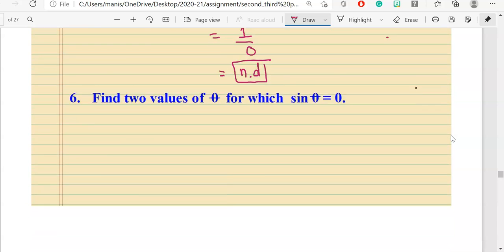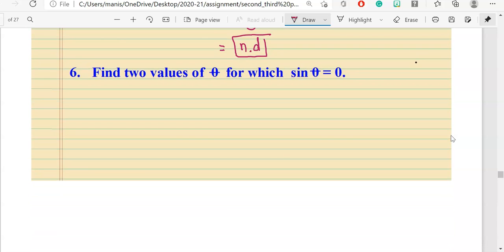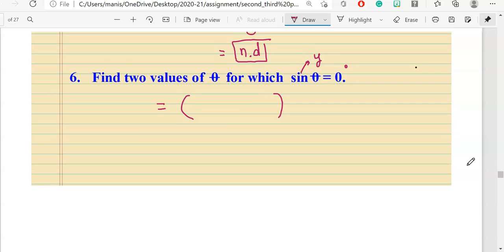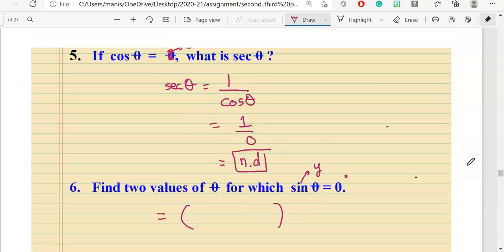So let's look at another one over here. It says find two values of theta for which sine theta is 0. Now how we will do it over here is, first of all, what is sine? It is your y. So I want you to go to the unit circle and look at the y values and tell me which two values have 0 at the y position.